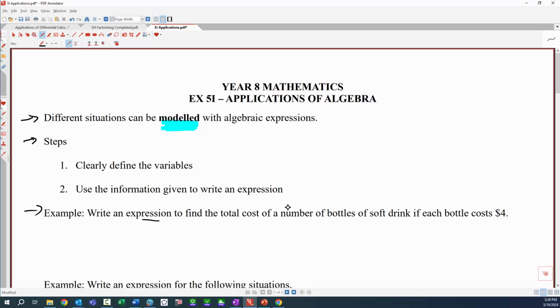Okay, now that you've got that down, what we're going to do is define the variable. So the total cost of a number of drink bottles. Let A equal, and it doesn't have to be A, you can use B, you can use Q, you can use X, whatever. Let A equal the number of bottles of soft drink.